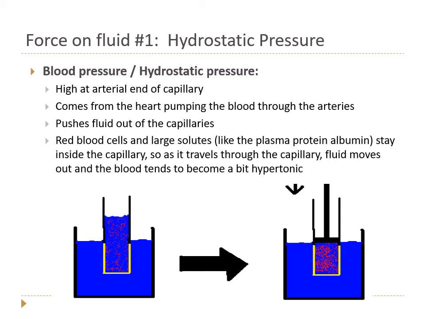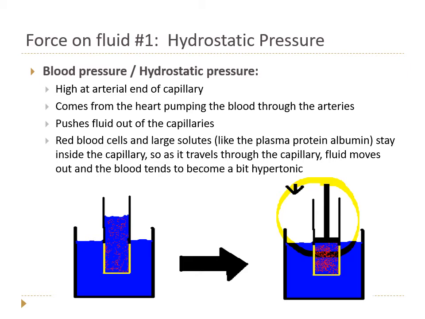So you can see in the image down below that what they've done to recreate this idea of hydrostatic pressure is they're using a plunger to make pressure on the fluid inside the container. And what that does is it pushes fluid out of the blood vessel and into the tissues. So fluid is going to move out of the capillaries and into the tissues at the first part of the capillary bed, at the arterial end of the capillary bed, because hydrostatic pressure is high.